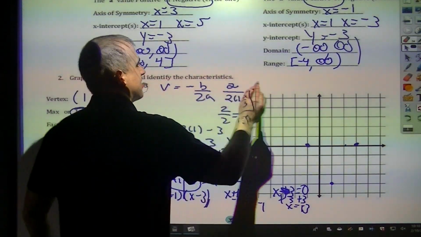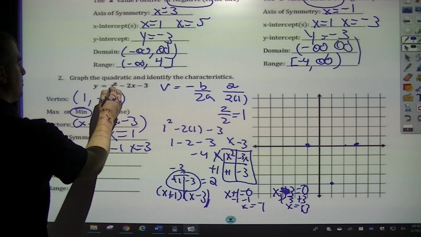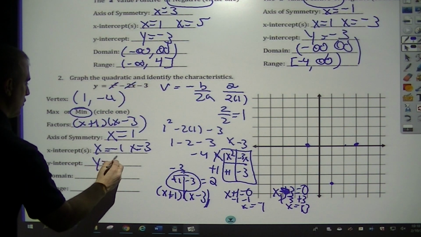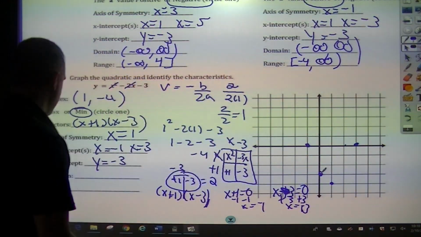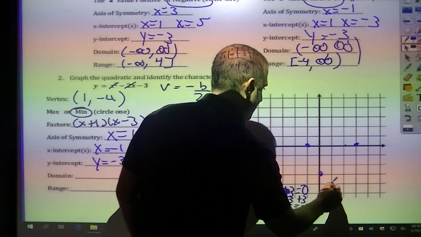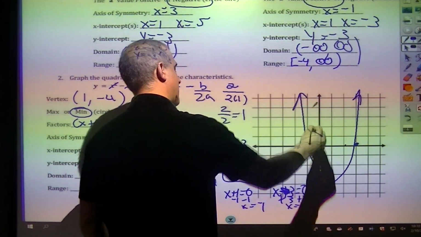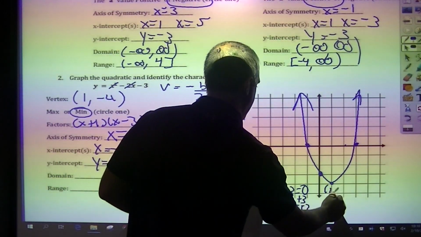The way I'd end up getting the y-intercept is I'm going to basically substitute 0 for x. So what ends up happening is my y-intercept also is -3. All right? Okay, so that can help me make my graph. If I label this vertex, this is 1, -4.